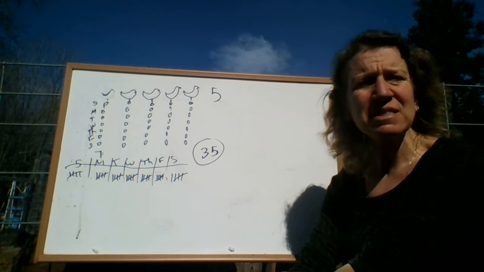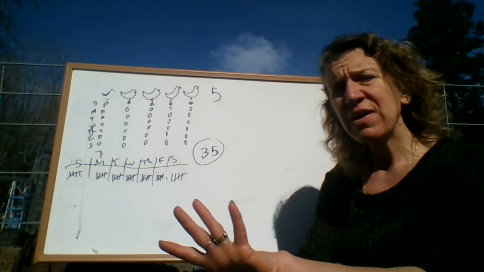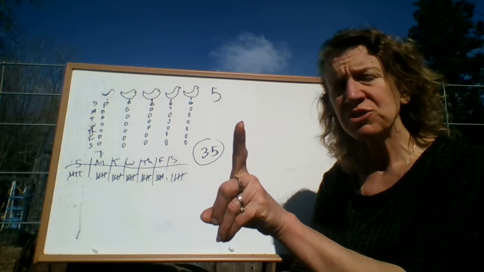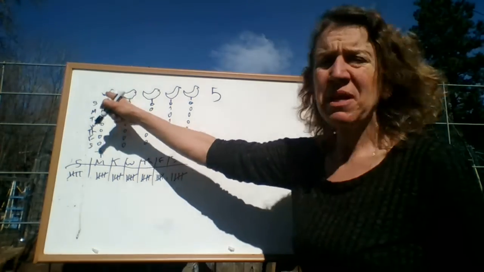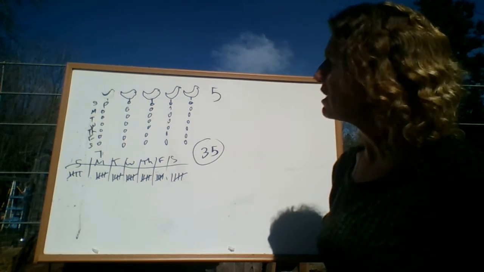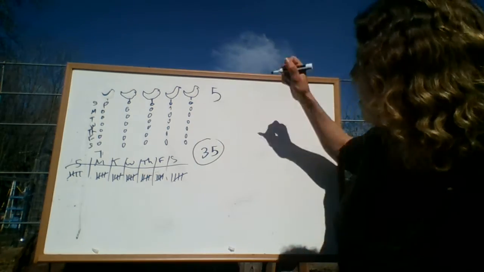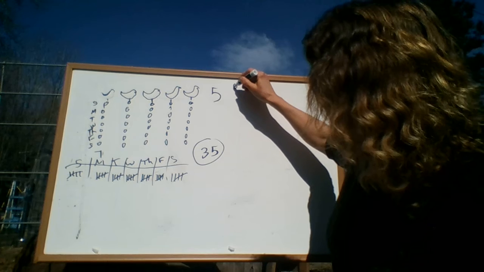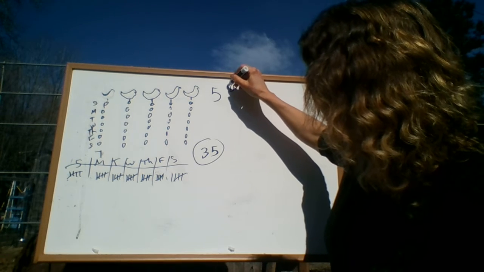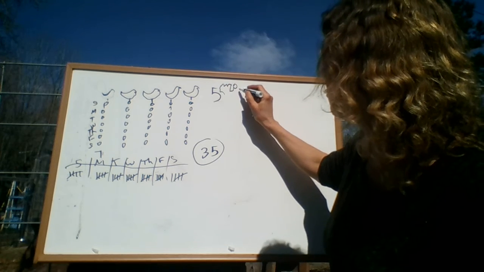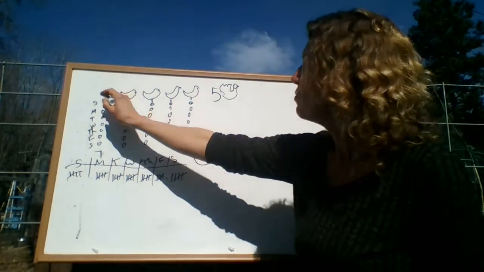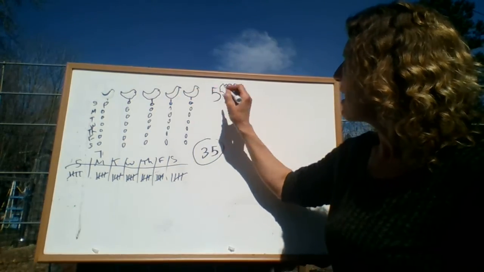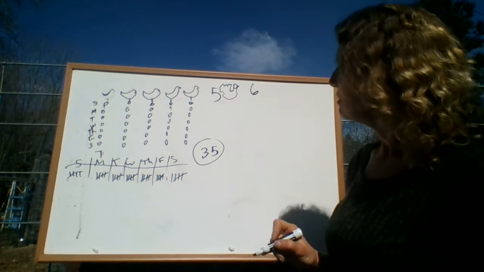Another question I asked was, if I have 5 chickens and 1 turkey, how many birds do I have? Well, I've got pictures up here, so I can use my pictures of 5 chickens, and then I need to draw a picture of my 1 turkey. Let's see. Big old tail on my 1 turkey. Okay? And I could count 1, 2, 3, 4, 5, 6 birds altogether.